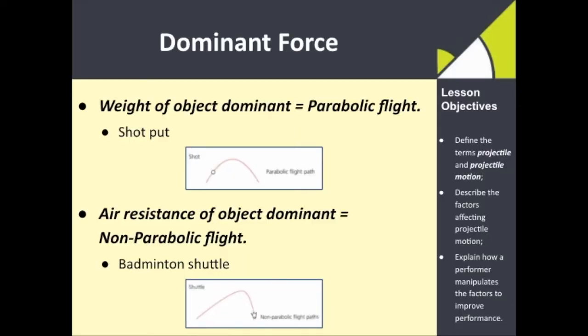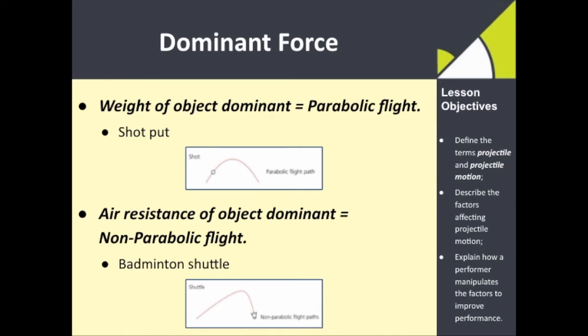Having seen those videos of the cricket ball and the shuttlecock, you would have noticed a very different flight. What affects the flight path of the object is the dominant force. If weight is the dominant force between air resistance and weight, then you're going to get a parabolic flight. With the cricket ball, weight was the dominant force, therefore it flew in quite a nice curved shape. The first half of the flight was the same as the second half.